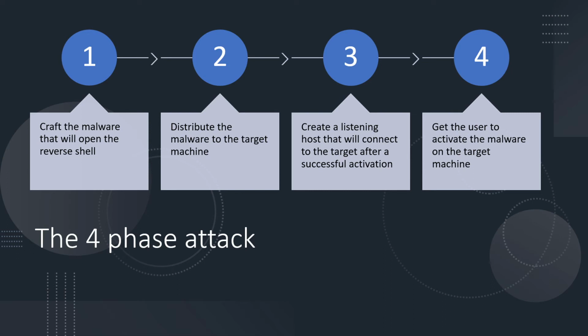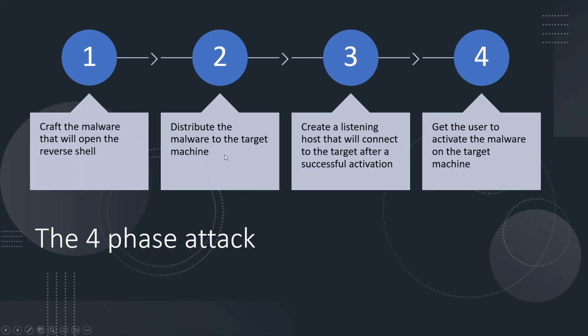The third phase is we create our listener on our Kali machine. Once the user or the automated process triggers that particular malware, it will force the system to reach out to our Kali instance, and from there we can set up our Meterpreter session and effectively take control of that computer. So that's the idea of those 4 phases.